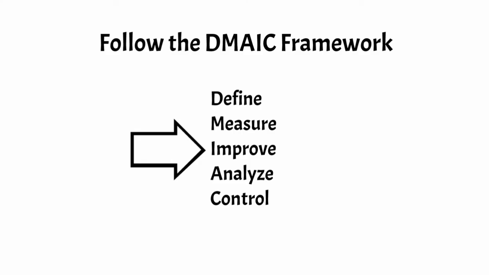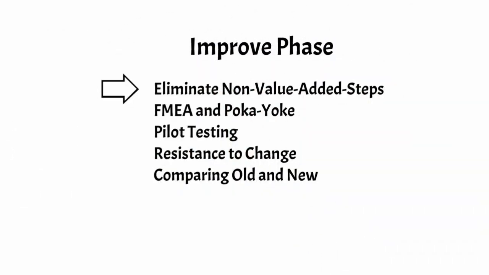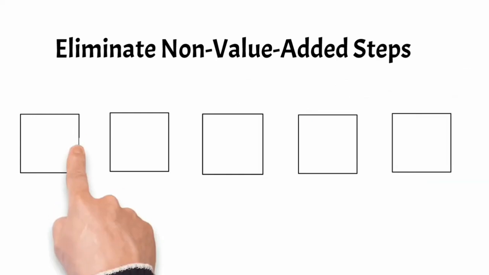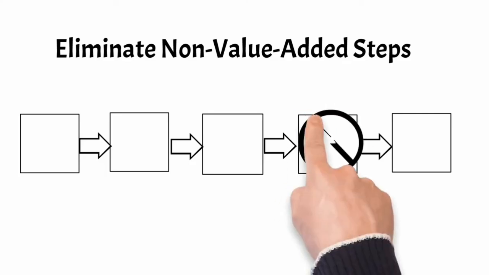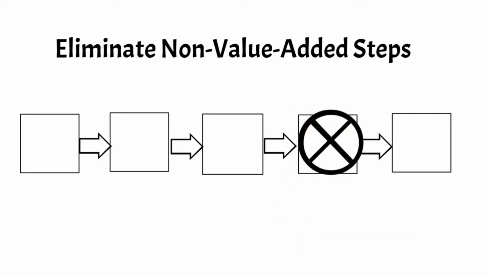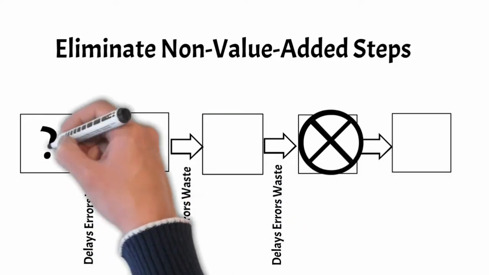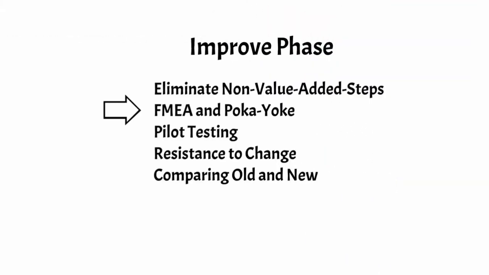Improve phase. Next, we turn to the improve phase. Eliminate non-value added steps. Armed with the insight gained during the analysis phase, the next step is improvement. Non-value added steps are eliminated to the extent possible. Delays, errors, and waste are addressed. Even value added steps are explored to determine if they could be made more efficient.